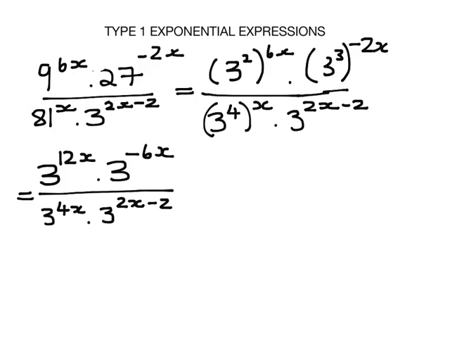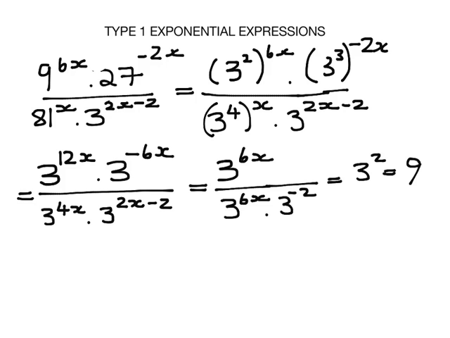Having multiplied out the brackets, we now go and add together the powers for each of the individual bases. We then simplify, cancel out the 6x term on top and the 6x term on the bottom. We bring the minus term to the top. It becomes 3 to the 2, and multiply that becomes 9.